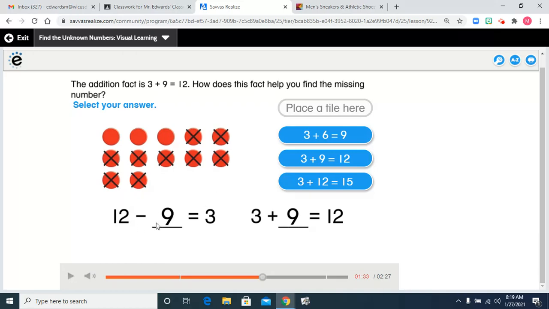So we have 12 minus 9 equals 3. So then there's 3 plus 9 equals 12. These are related facts because they both have a 12 in it, they both have a 9 in it, and they both have a 3 in it. The only thing that's different is they're in different orders, and there's a plus and a minus sign. So this would not be 3 plus 6 equals 9 because there's not a 6 down here. And it couldn't be 3 plus 12 equals 15 because there is not a 15 down here. So it has to be 3 plus 9 equals 12, just like they showed us here.